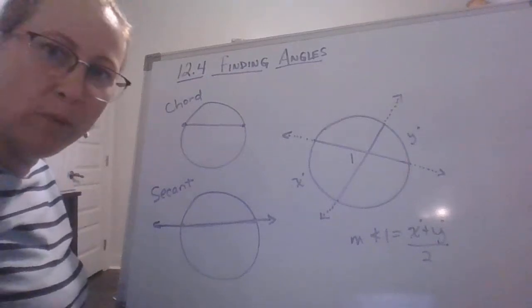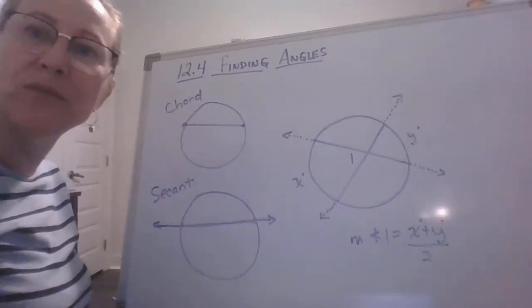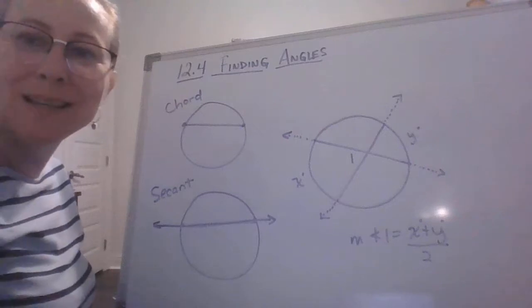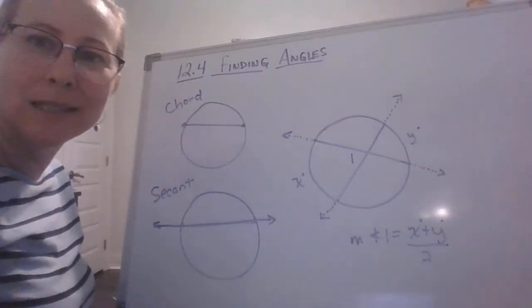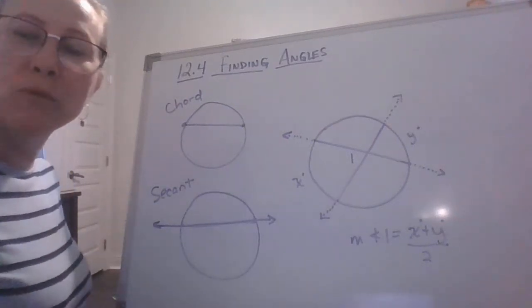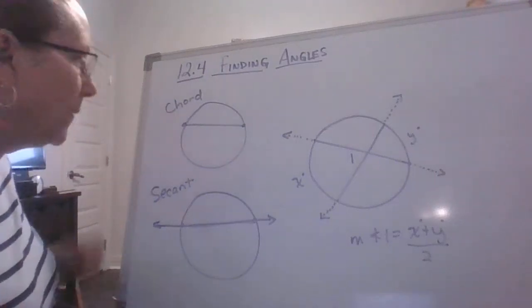We're going to do 12.4 in two parts. This part is finding angles using tangents and secants. We've seen tangents before, but we haven't seen secants, so let's talk about that.